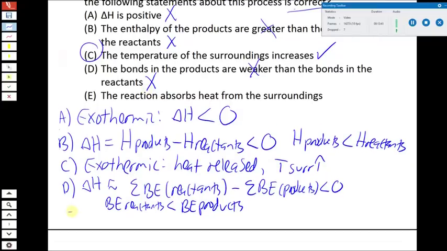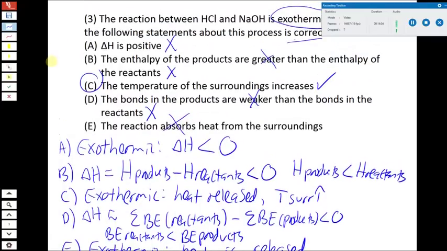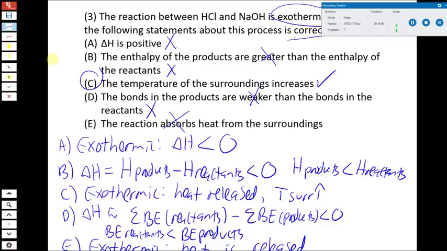So that's another way of thinking about the same thing, sort of like we talked about in choice B. And then finally, choice E, the reaction absorbs heat from the surroundings. We already talked about this when analyzing choice C. In an exothermic reaction, heat is released to the surroundings. That's what exothermic refers to: releasing heat, exo meaning out from the system to the surroundings. So this one is also wrong because heat would not be absorbed, it would be released. So choice C is the only one that is correct after going through all of them.